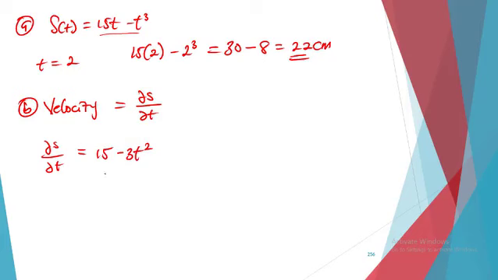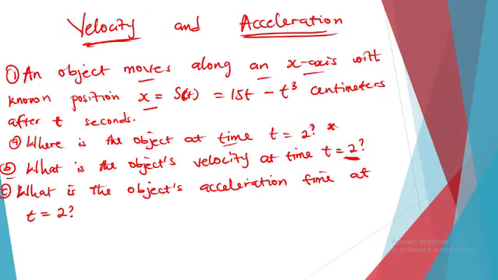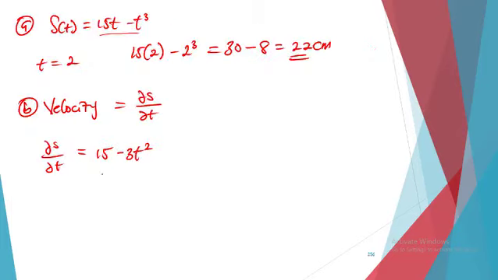True or false? Okay, and then we are told that the t under the velocity is 2. So after differentiating, we should substitute t to be 2. Therefore, we'll have 15 minus 3 into 2 raised to power 2. Okay, and we'll have 15 minus, 2 squared is 4, 4 times 3 is 12. 15 minus 12 will give us 3. And we're looking at 3 cm per second.